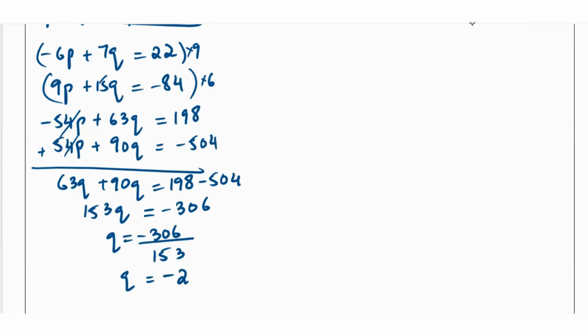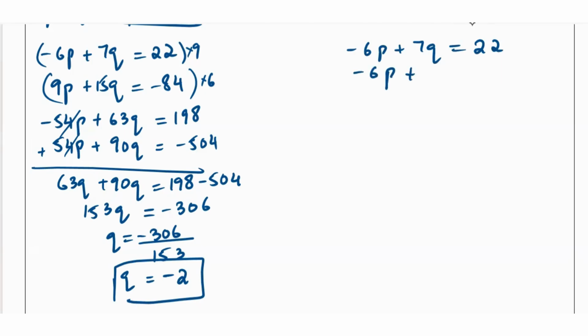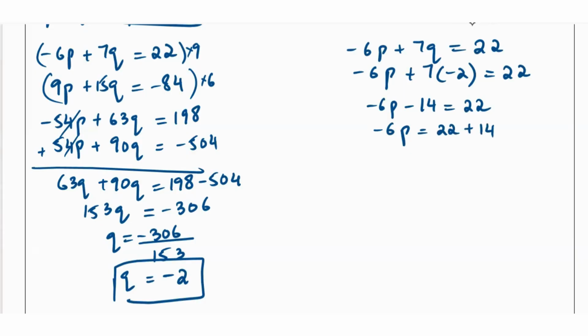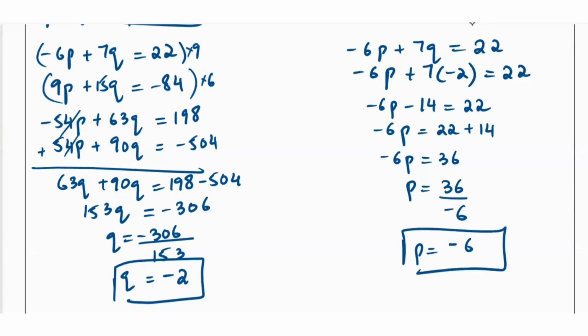Now for P, we can just substitute the value of Q into either of the equations. So we can say that -6P plus 7Q equals 22. Replace Q with -2. That's -6P minus 14 equals 22. -6P equals 22 plus 14, which is 36. So P is 36 divided by -6, which is -6. So that's your value of Q and P.